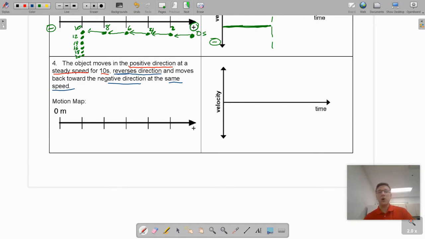Okay, so the speed part is important there because it's going to tell us how far apart our dots need to be. So let's go ahead. For 10 seconds, I'm going to say that 1 dot is equal to 2 seconds on this one, because 10 seconds is a long time. So we're going to start right here. This is 0 seconds. And we're going to move in the positive direction for 10 seconds. So this would be 2, 4, 6, 8, 10. Okay, let's draw our dots or our arrows.